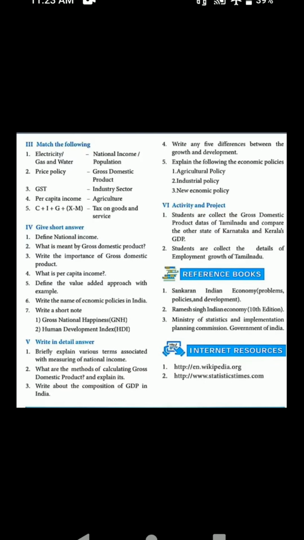Fifth one, explain the following economic policies. First one, agricultural policy, page number 299, under the heading growth of GDP and economic policy. Today we have learned that one, isn't it? Agricultural policy, that paragraph full. From agricultural policy, 2 paragraphs, and cooperative policy, up to that. Okay. Next one, industrial. Next, new economic policy.